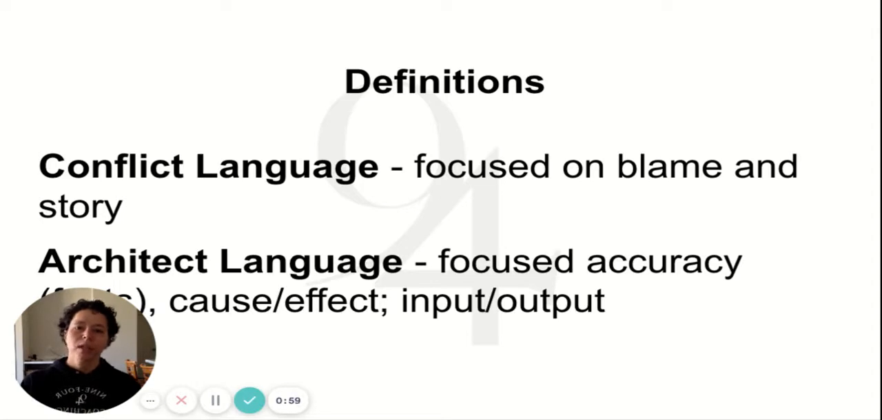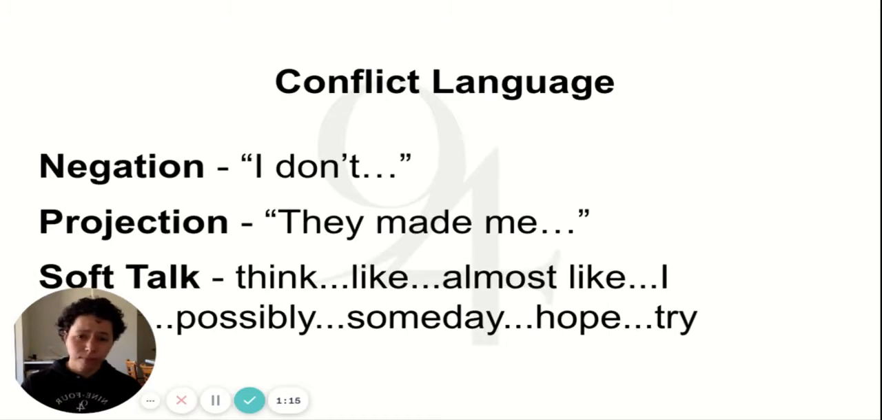Conflict language is focused on blame and story, and I'm going to give you 3 examples of what conflict language is. Architect language is focused on accuracy, so facts, cause and effect, and then input and output. This is what it looks like. Conflict language are negations, projections, and soft talk.